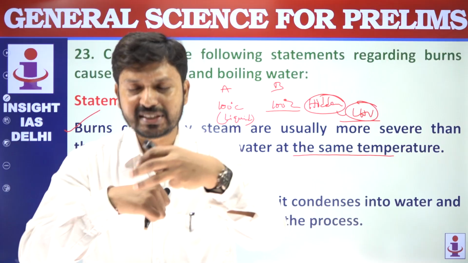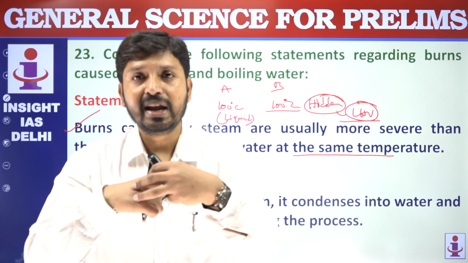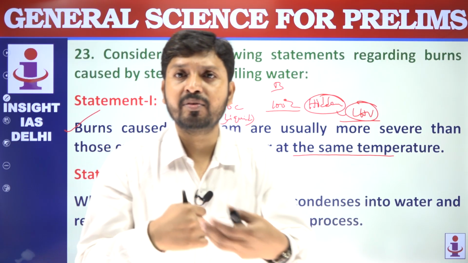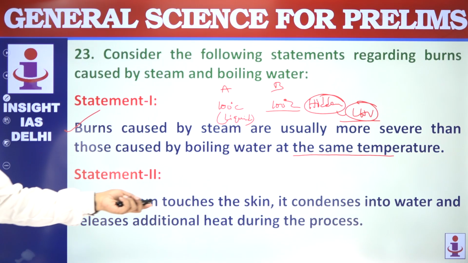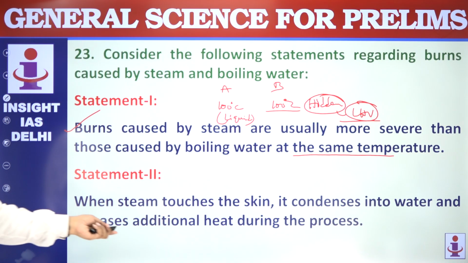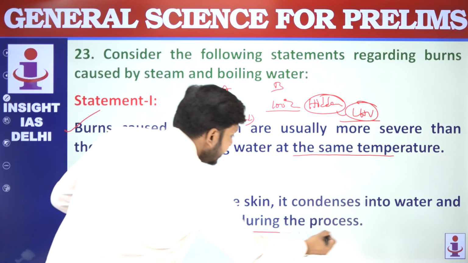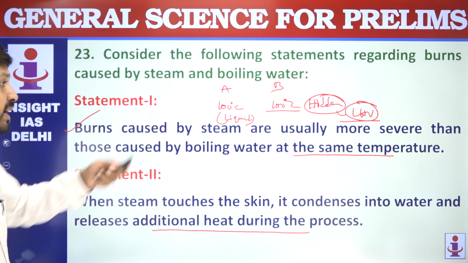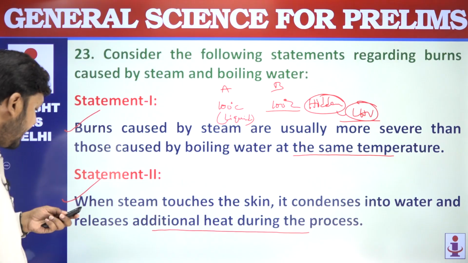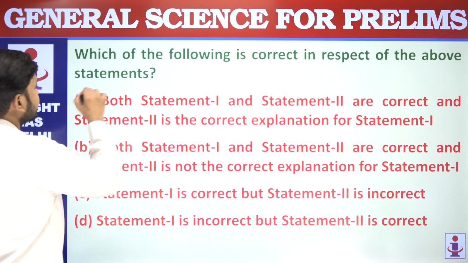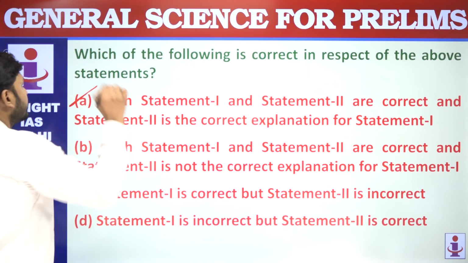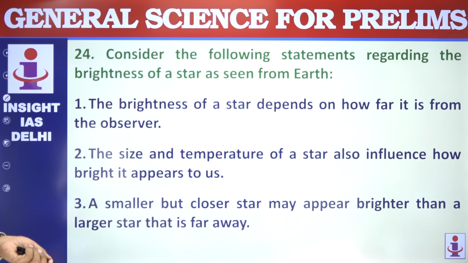So when steam falls on our skin, it will try to condense on our skin and it will burn. Okay, let's see the statements. Second one: when the steam touches the skin, it condenses into water and releases additional heat during the process. That is nothing but latent heat of vaporization, and both statements are explaining each other. They are asking for the correct one, right? So this was the answer. Let's see the next question.